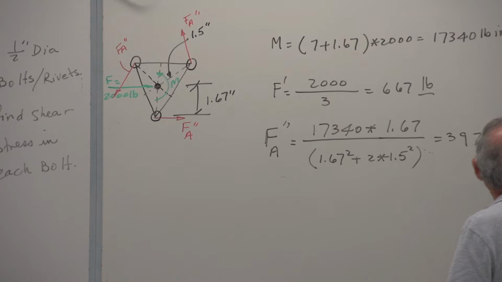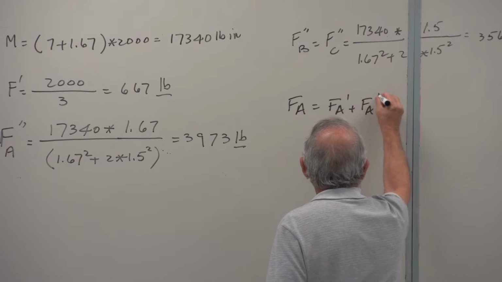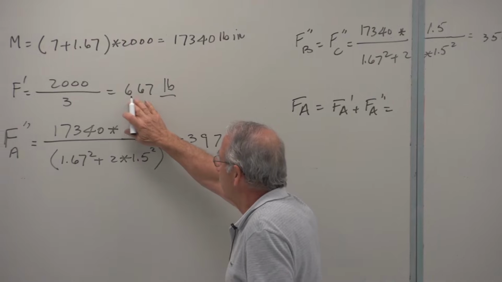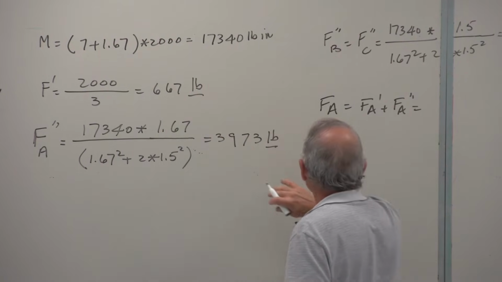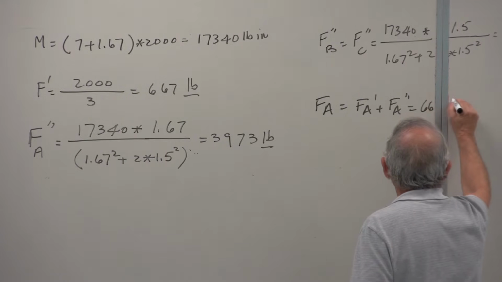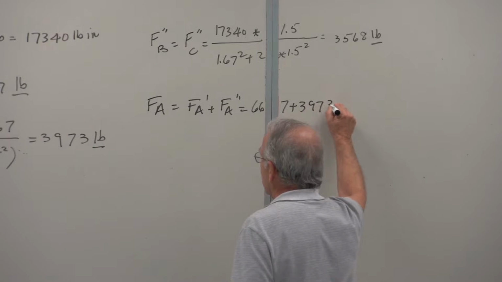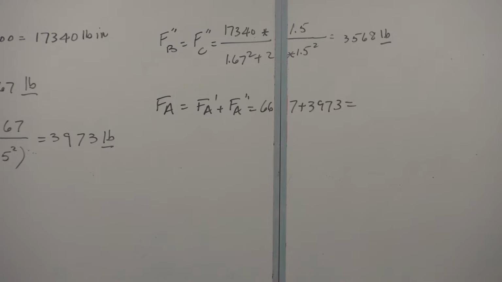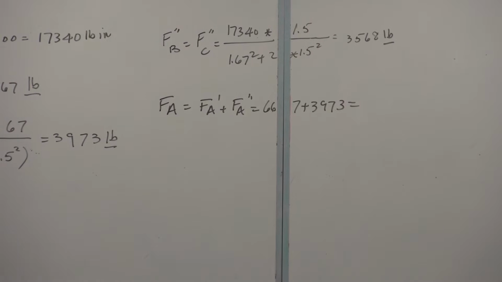Therefore, for A, we have Fa is equal to Fa prime plus Fa double prime. Fa prime is the same for all of them: Fa prime, Fb prime, Fc prime, all the same. So 667 plus 3,973, that's equal to 4,640.